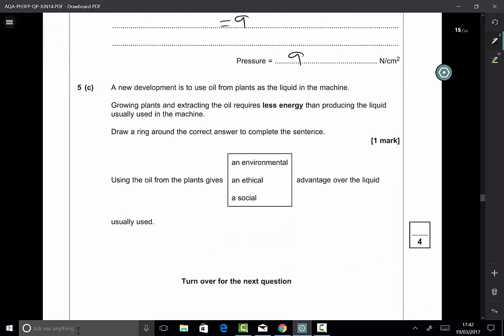A new development is to use oil from plants as the liquid in the machine. Growing plants and extracting the oil requires less energy than producing the liquid normally used in the machine. Using the oil from the plants gives a what advantage over the liquid usually used? So if it's using less energy, well, that's not ethical or social. It must be an environmental one. Okay, we're using less energy, we're using less resources.